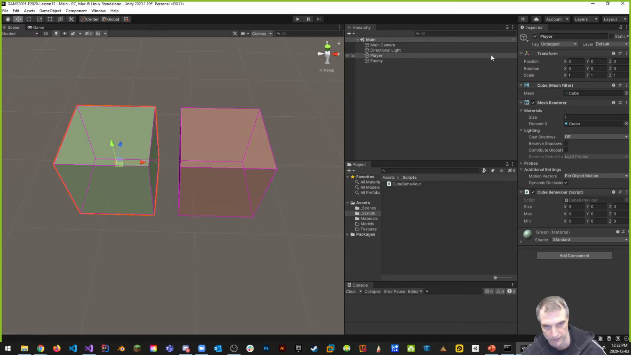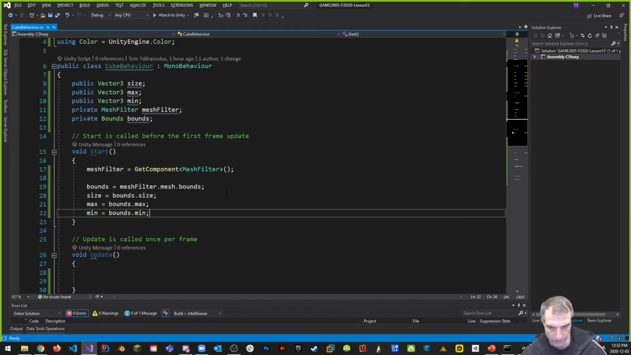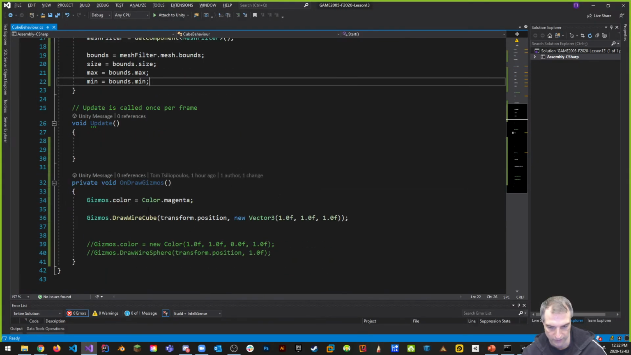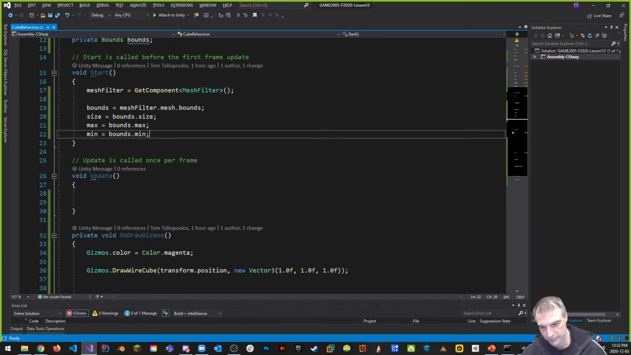It's not showing anything. Have you dragged and dropped your script on the cube objects? Remember what I've done, Vanit, right? Control S, if you look here, you can see that this is all I've done, right? So a color that's magenta. I draw a wire cube that's around the object, right? Pretty simple. And inside my start method, we're just trying to explore what's happening with our bounds and our mesh.